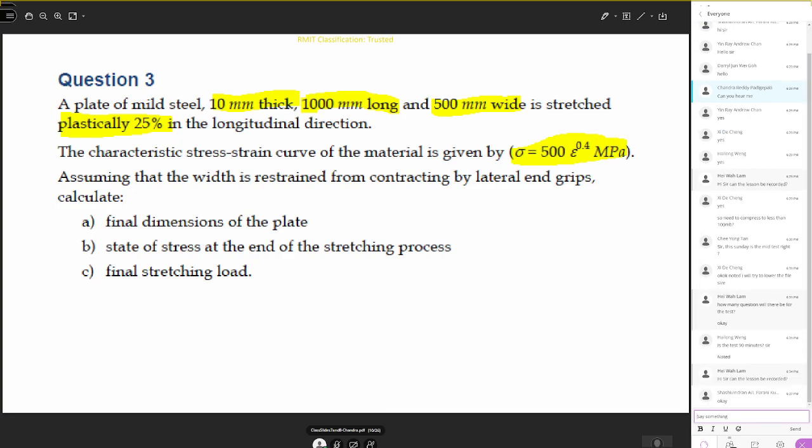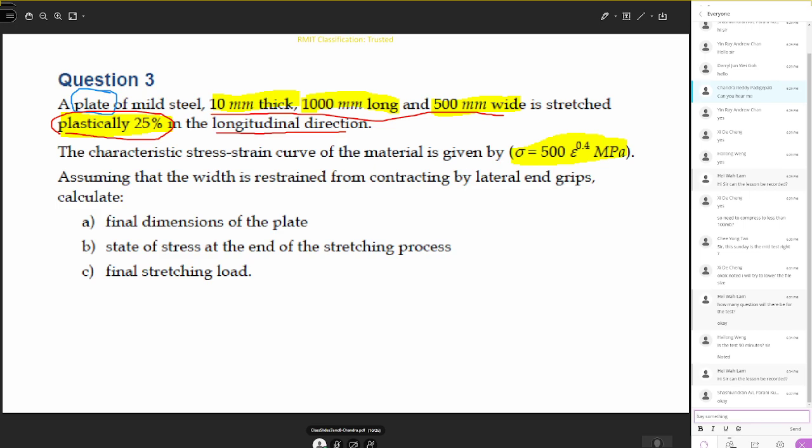All right. Okay, Shashwindra. So here we are discussing a geometry, which is a plate. The plate is of mild steel and the dimensions of the plate are given. The initial dimensions are: thickness is 10 mm, length is 1000 mm, and width is 500 mm. This is stretched plastically 25% in the longitudinal direction.